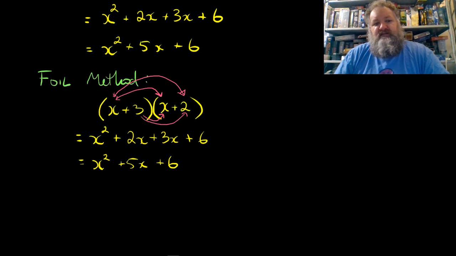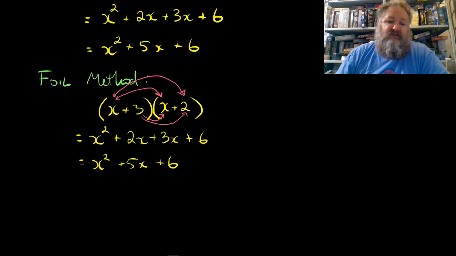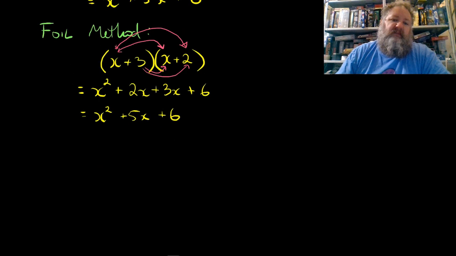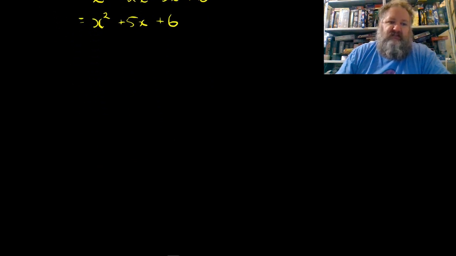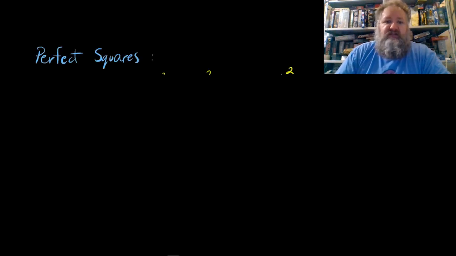This is the basic way of doing it. The FOIL method is the quick way of doing it. It's probably easier to do. If you can't do it, then you can do it the area method every time, but it'll slow you right down. I do want to talk about a couple of really special instances. I've mentioned these before, but they're worth mentioning again. We have our perfect squares.